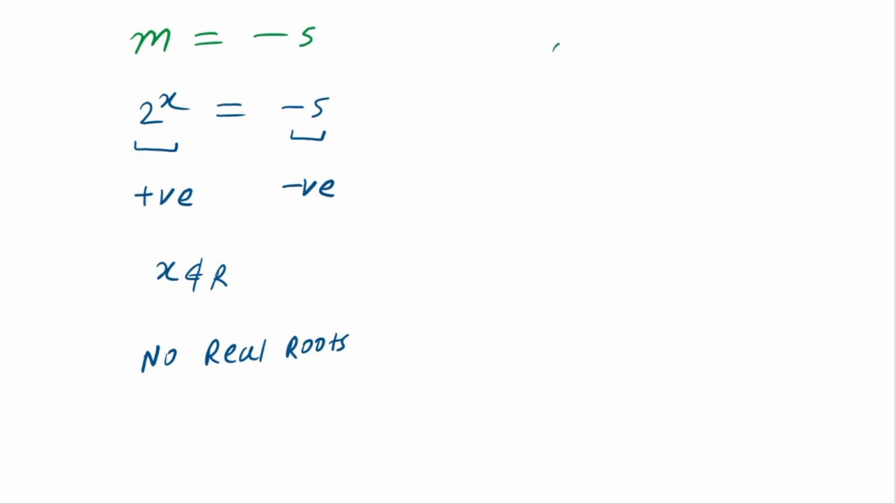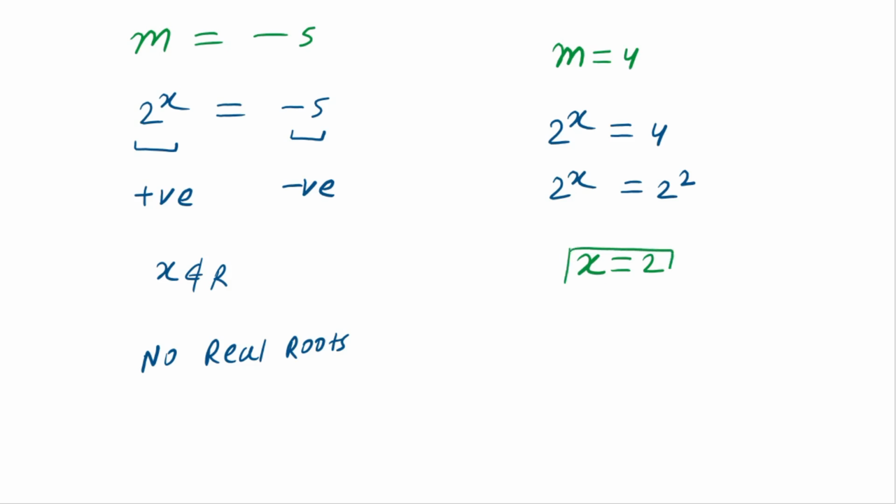Now solve case second. Here the value of m is 4. And we know that m is 2^x, and this is equal to 4. Then 2^x = 4, and 4 is 2^2. Now on the left hand side the base is 2 and on the right hand side the base is 2, but on the left hand side the power is x and on the right hand side the power is 2. So if we compare both sides, then you can say x = 2. Here in this question the value of x is 2.